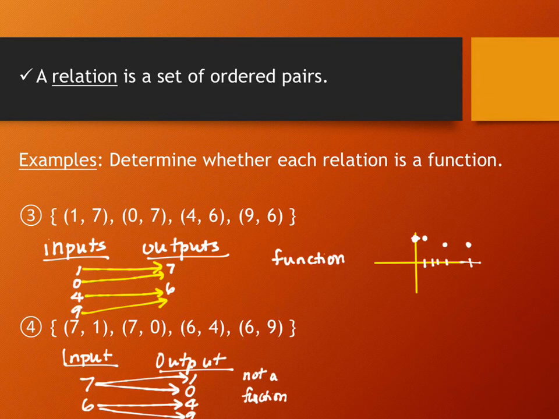And if we took the graph of this one and plotted them, again, I'm just going to sketch them real quickly. I have 7, 1. So 7, 1 would be somewhere like this. I have 7, 0, that's right here. I have 6, 4, which would be right here. And I have 6, 9, which would be right here. And what happens if I try to drop vertical lines here? There's at least one place that it crosses through 2 points, right? And in fact, on this one, there are 2 places where it crosses through 2 points.